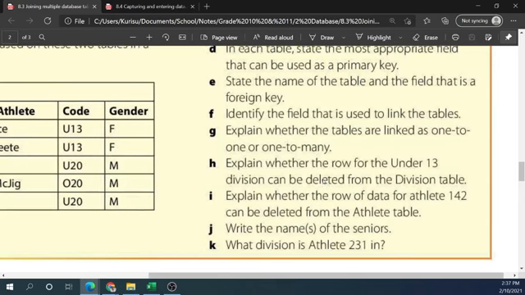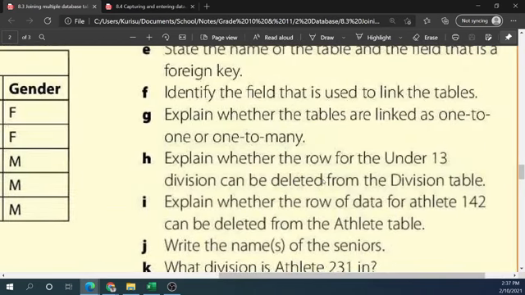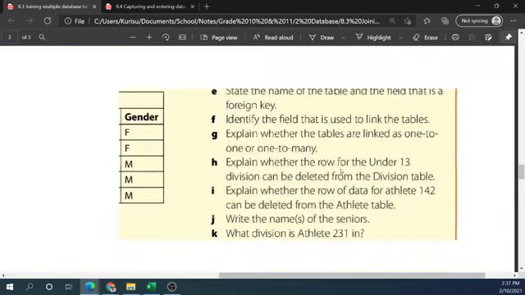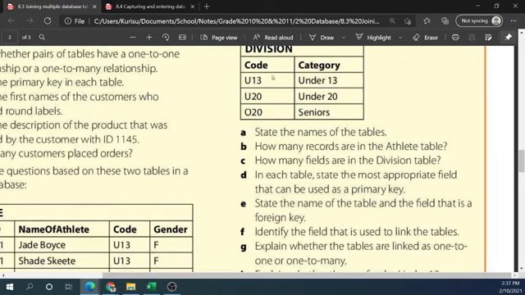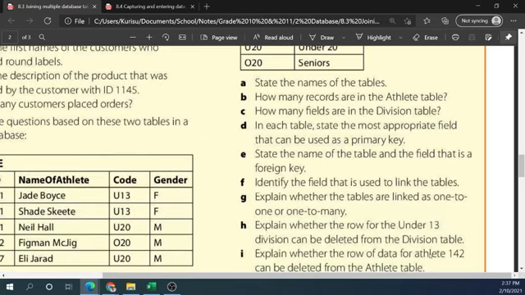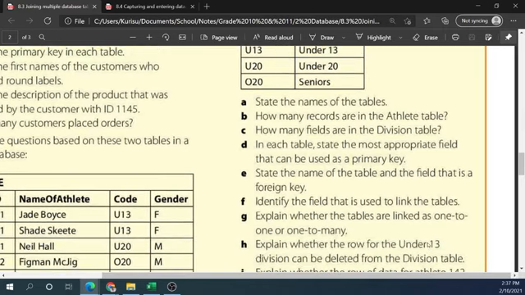So H. Explain whether the row for the under 13 division can be deleted from the division table. So this row here, under 13, can we delete it from the division table? Explain. That's going to be Savitri.